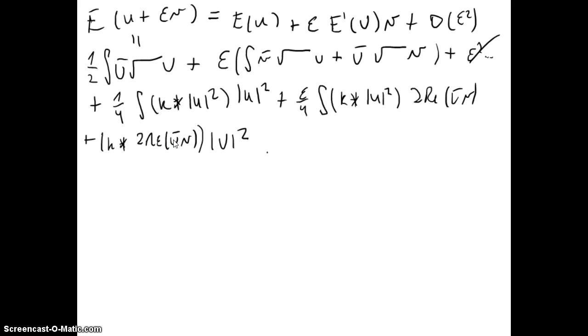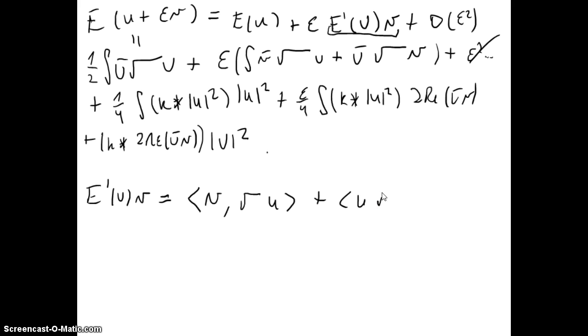Now we want to see the parts that have epsilon, because we want to know what E prime(u) applied to v is. What parts have epsilon? Well, this one. We can see that this is a scalar product. We can say that this is v with the square root operator on u, plus u with the square root operator on v, and we will see what that is, plus we will have K convolved with u squared, times v.